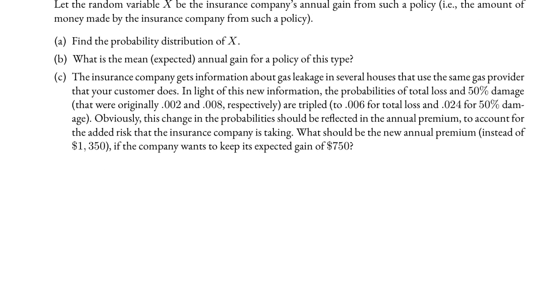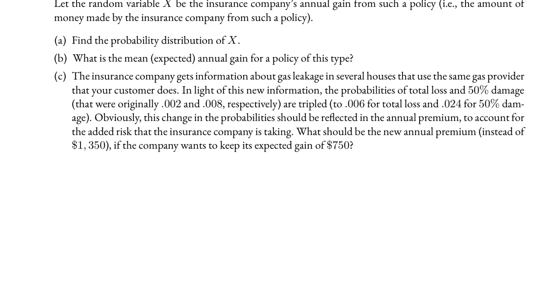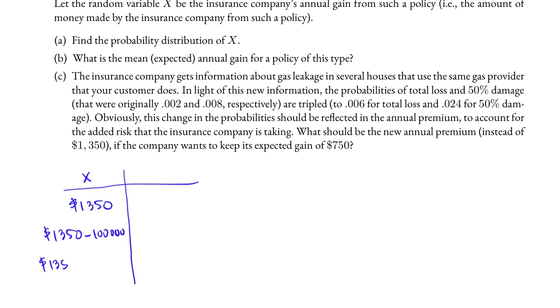And so for part A, to construct the probability distribution of x, we would consider three cases. One is when the customer does not get anything back, and so the insurance company would get the premium $1,350, and that is again no accident, no fire, no damage. And then for the total loss, the insurance would take $1,350, but they pay $100,000. And for the 50% loss, the insurance would take $1,350 from the premium and they pay $50,000.